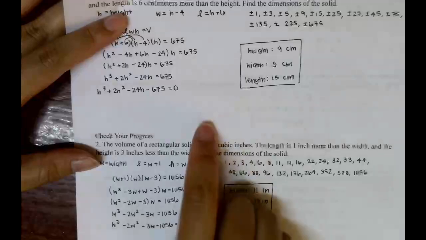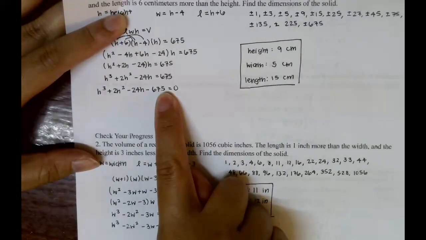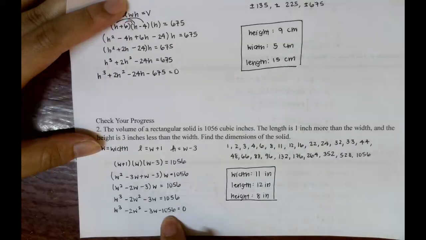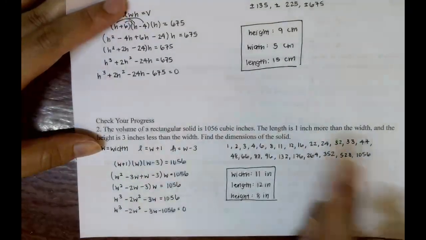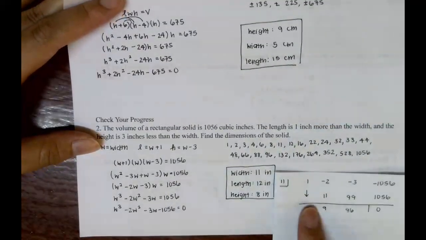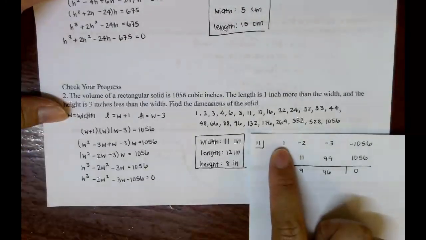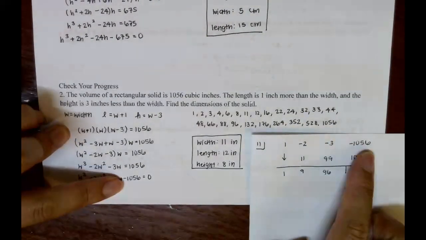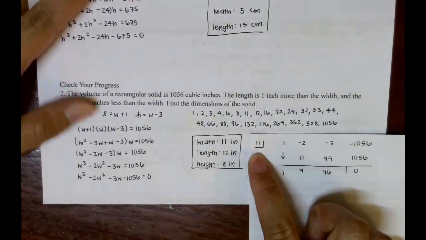Since this was 675 and my height was 9, if this is 1,056, I thought it definitely had to be greater than 9. So to not be too ambitious, I just tried 11. And it worked. So I did 1 W cubed minus 2W squared minus 3W minus 1,056. I tested the 11 and it worked.